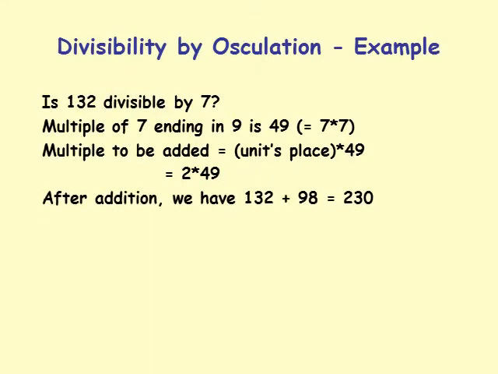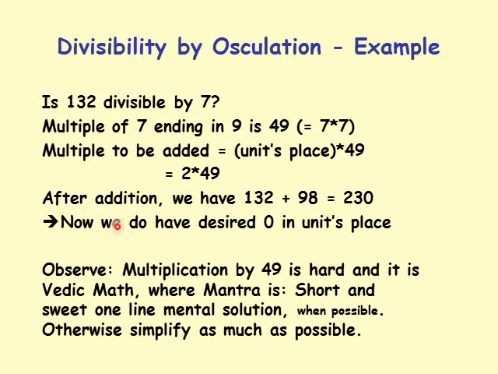So when we add 98 to the 132 we had, it is 230. We have a 0 we were looking for. Now we do have a desired 0 in the right place. Observe, multiplication by 49 is hard, and this is Vedic math. We are in Vedic math where the mantra is short and sweet, a one line mental solution when possible. Otherwise, simplify as much as possible.